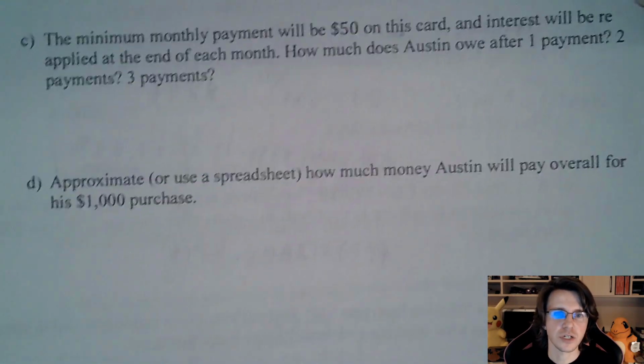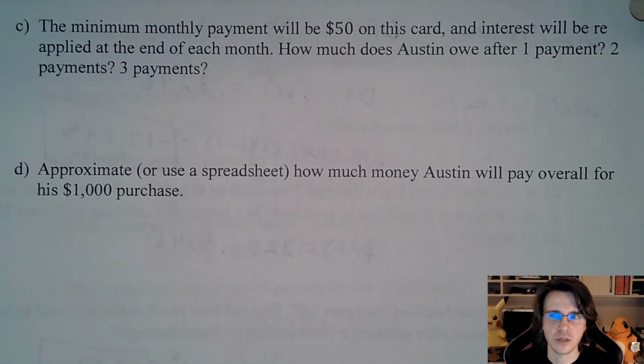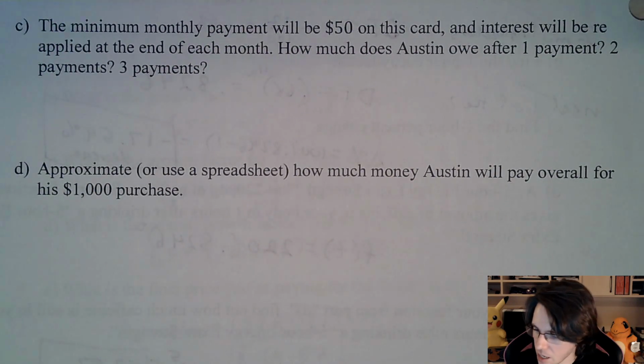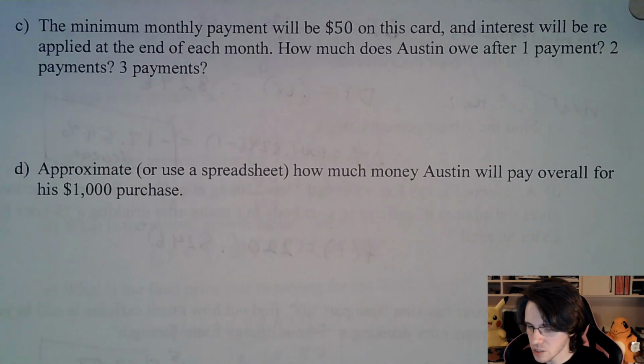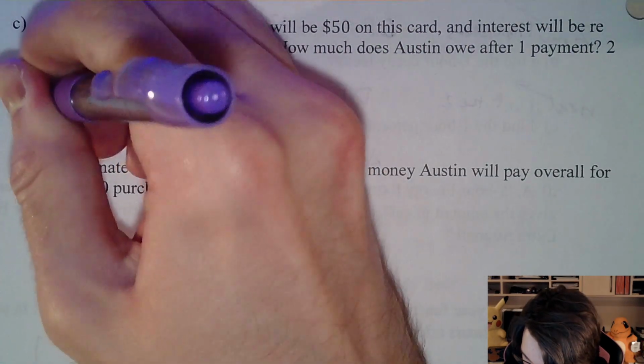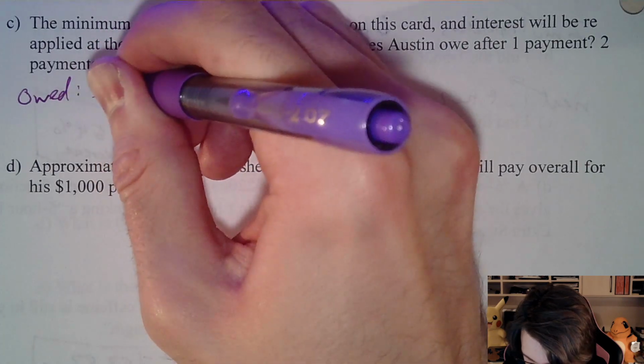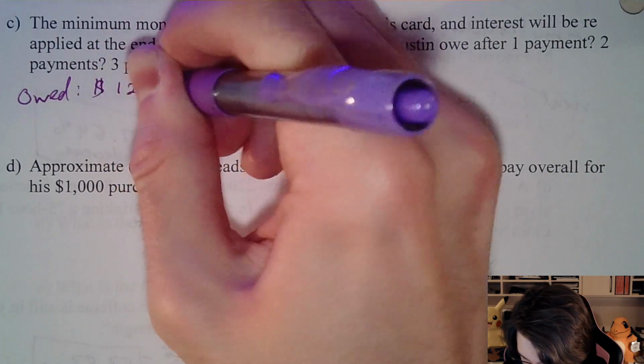For our very last question here, the minimum monthly payment will be $50 on this card, and interest will be reapplied at the end of each month. How much does Austin owe after 1 payment, 2 payments, 3 payments? So again, that amount owed originally, I'm going to use the non-rounded version for this one. So if you have slightly different numbers on your answer, that's okay.